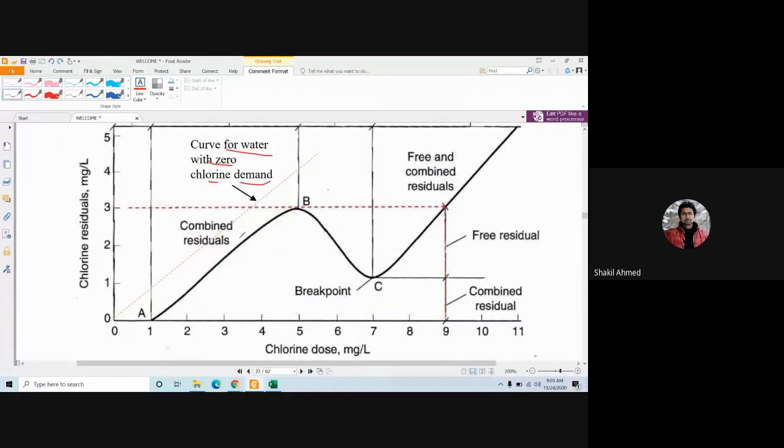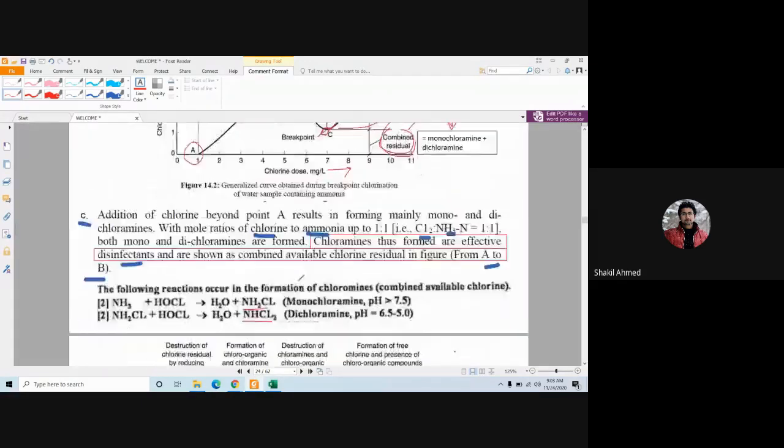This dashed line is the chlorine demand line, and it will be 45 degrees. Whatever you give, you will get it. At this point, for example, you gave how much? One. You get how much? One. Clear? At point C, you give two, you get two. Okay. So that's all. Any question, guys?